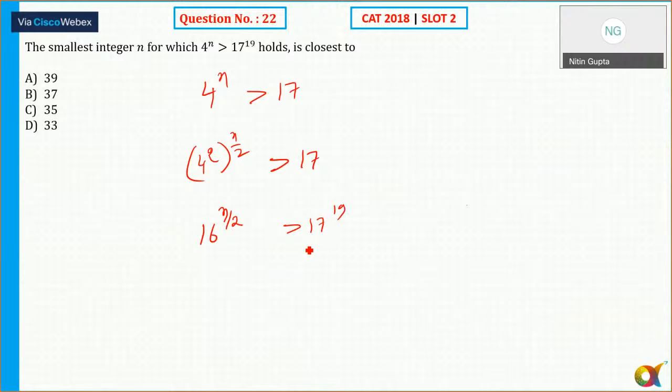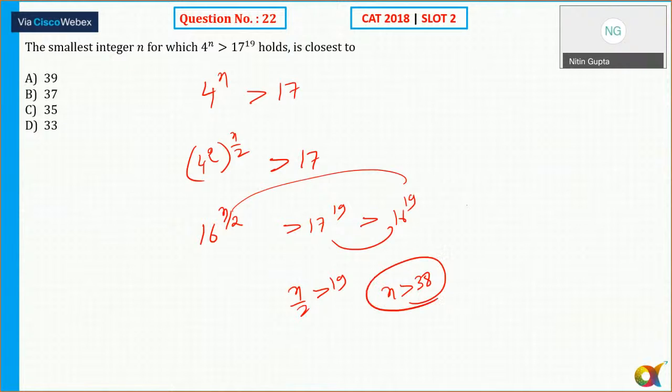Okay, and 17 raised to power 19 is always greater than 16 raised to power 19. We know that. So it has to be greater than 19. Compare this, so n has to be greater. So the answer is option A, which is 30. So easy. Any doubts to anyone now in question number 22? I hope that it is clear.